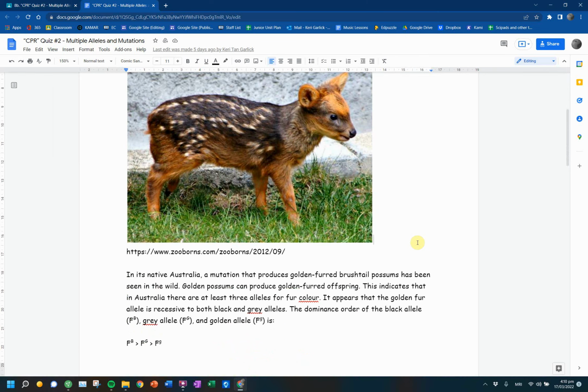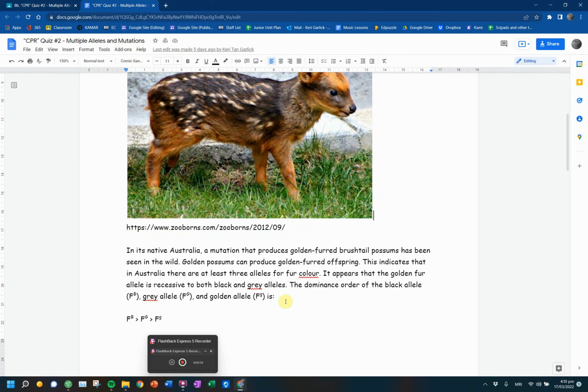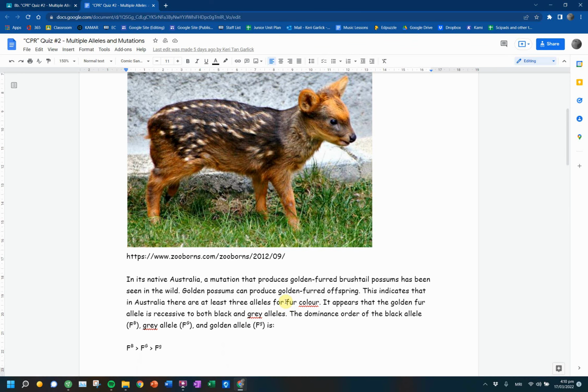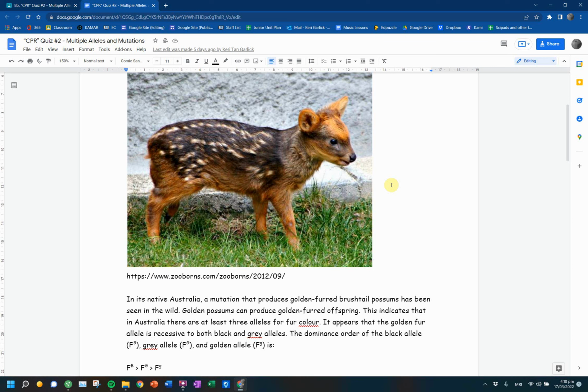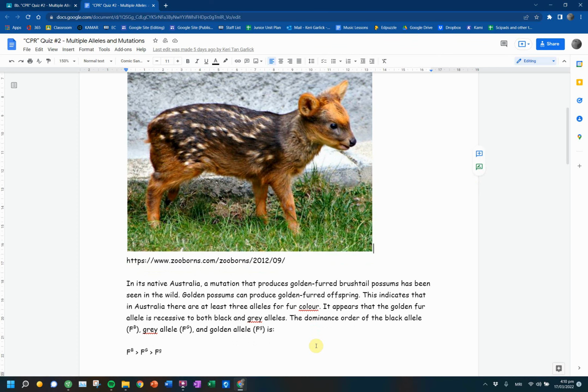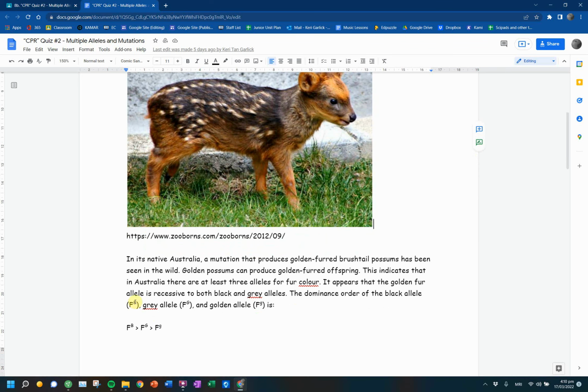Cool. So in this case, they are talking about an animal that we find in Australia. It's a bush-tailed possum, and oh my goodness, how cute they are. They kind of look like mini deers. So anyway, there are 3 different colors that are possible. There's golden, which produces the golden fur possum, and they've realized that there are 3 different alleles for those fur colors. The golden is recessive to both the black and the gray colors. And then they've given you a dominance order: FB, FG, and F small g.